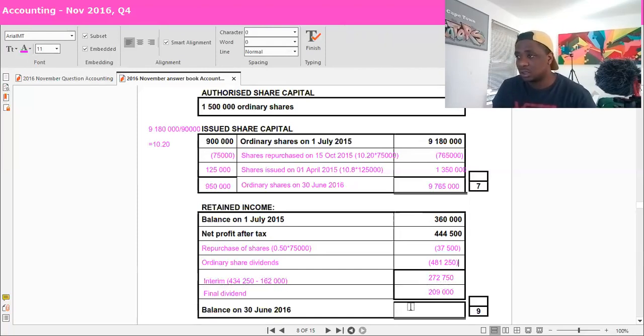And then the balance at the end would be 285,750. And that would be your retained income for the year ending on the 30th of June 2016.